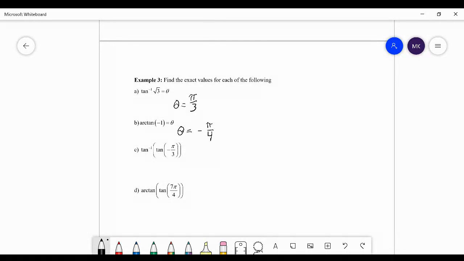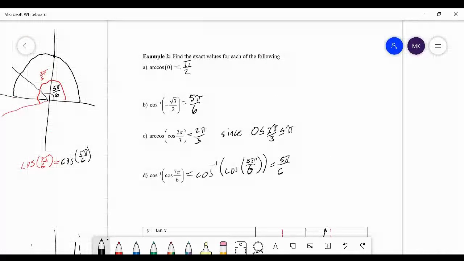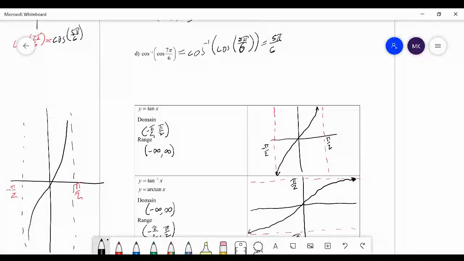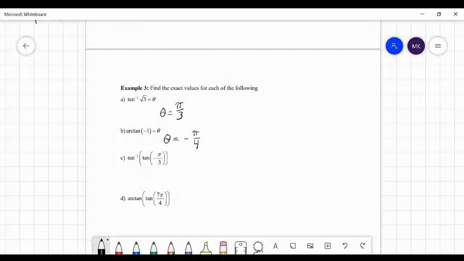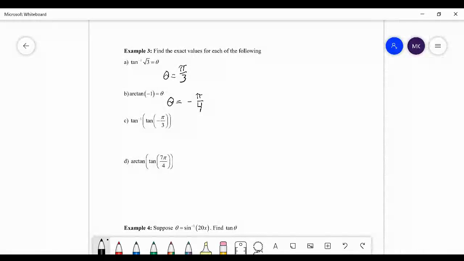negative pi over 4. Now, that's not necessarily because negative values in our inputs mean negative angles, right? We can see that if we go back up to tangent: negative root 3 over 2 did not give us a negative angle. But with sine and tangent, it is that case because we're using negative pi over 2 to pi over 2.